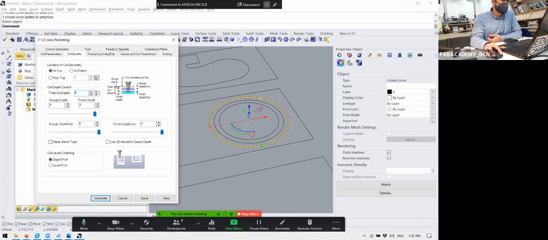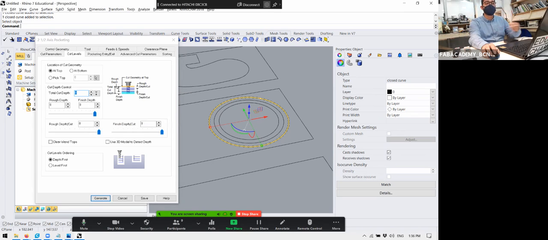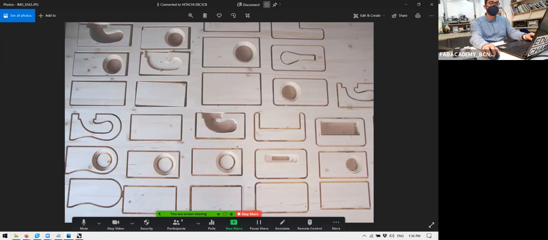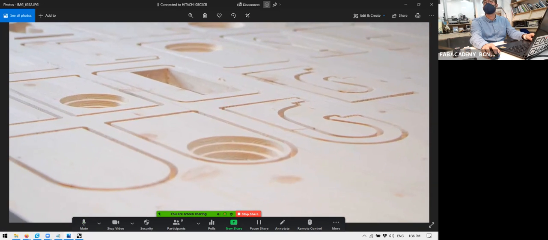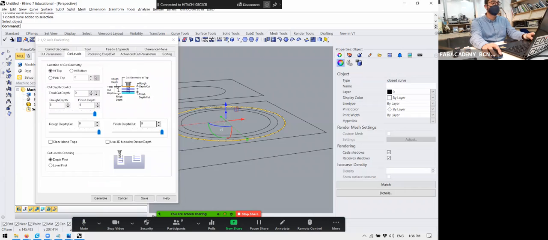Cut levels. What is the total amount of cut we want? This is about the design, and with the wood we are using, it is 15 millimeters. I want to make a 3 millimeter cut, so the total cut is 3.